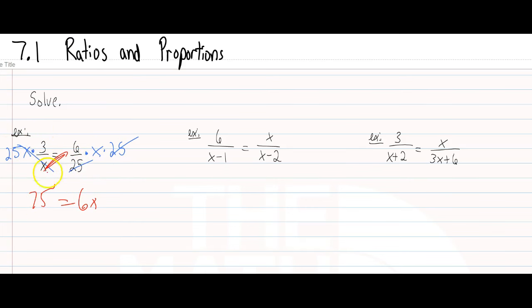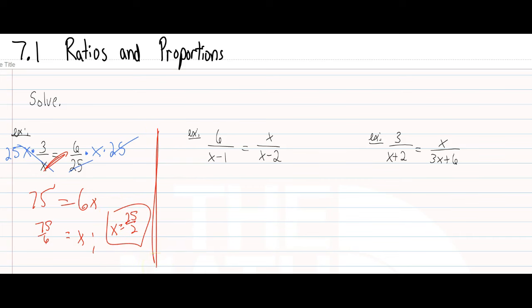We're cross-multiplying: x times 6, 25 times 3, and from here we'll divide both sides by 6, so x equals 75 over 6. And we can simplify that, divide the numerator and denominator both by 3. And we get x equals 25 over 2, which is 12.5.